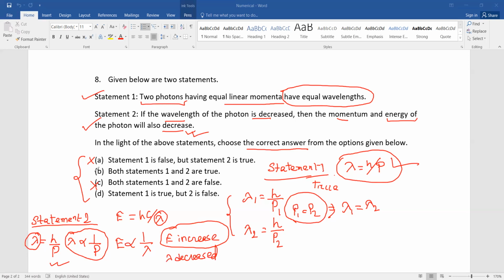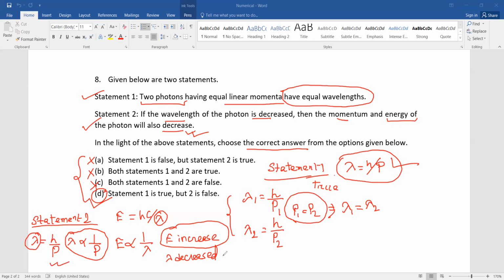Let us come back to options B and D. Both one and two true? No, this cannot happen. Statement one is true, but statement two is false. In option D, it is given that statement one is true but statement two is false. So this is the correct answer. Option D is the correct answer for the two statements given to us.